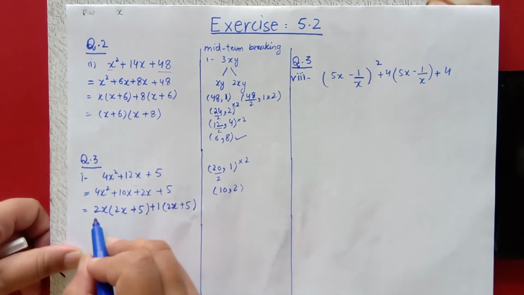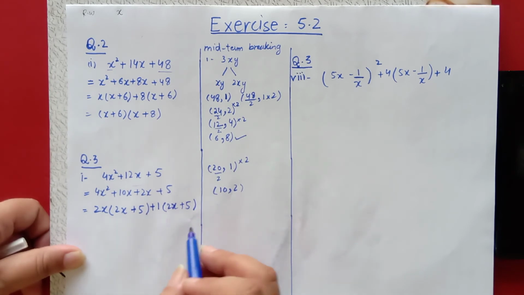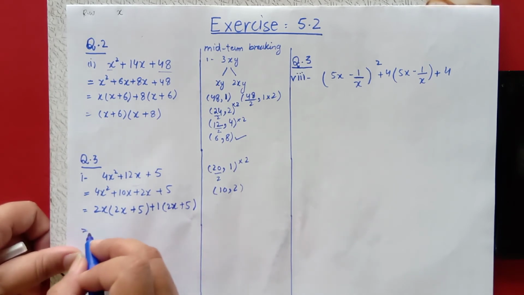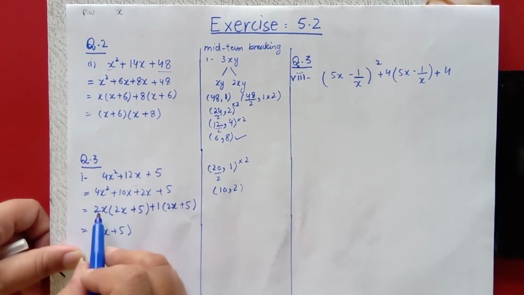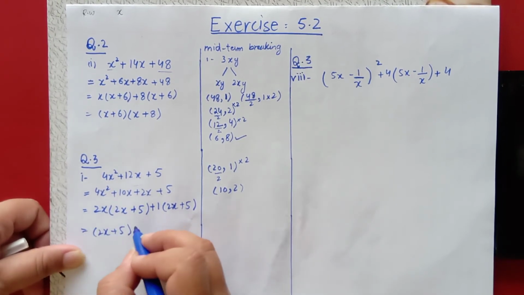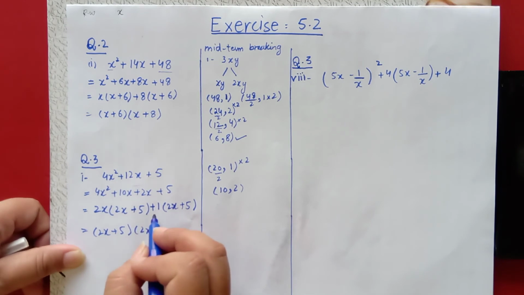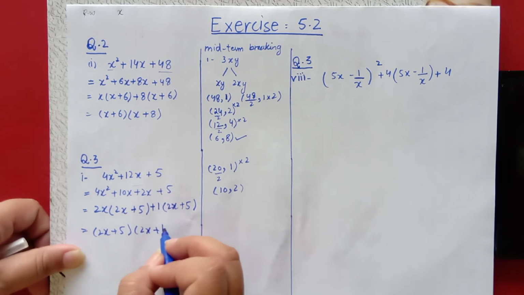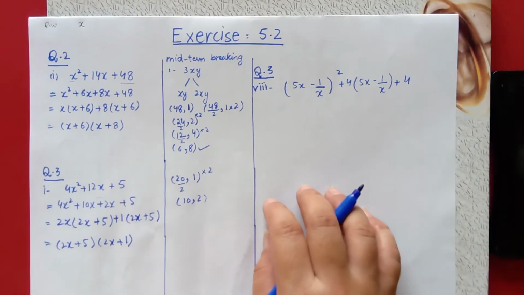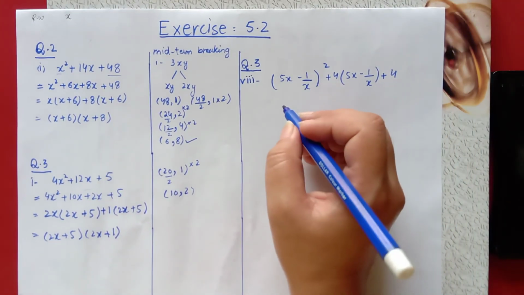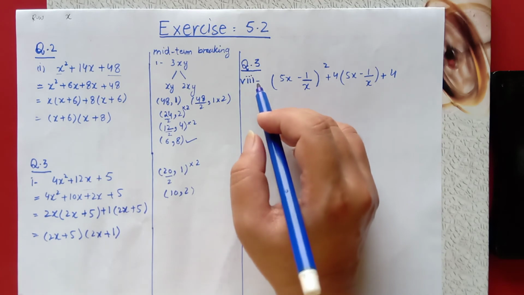Now you can see that we can take 2x plus 5 common from these two. Let's take them common. So we get 2x plus 5 common, and here 2x is left, and here plus 1 is left. So that's all. Now moving to question number 3 of exercise 5.2, and I'm doing the 8th part of it.